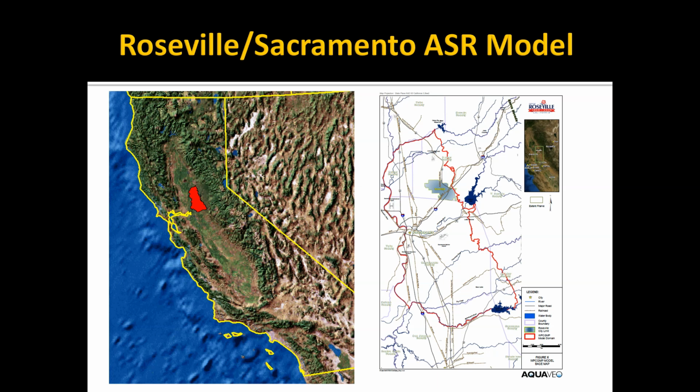Here's another one. This is one that I've talked about before. This is a model of the Sacramento region right in the center of the Central Valley in the heart of California. And this is a project we did for the city of Roseville, California. And they had a number of objectives for this, but on the right, you'll see the city of Roseville is right here inside this region. This is Sacramento down here. That's the capital of California.